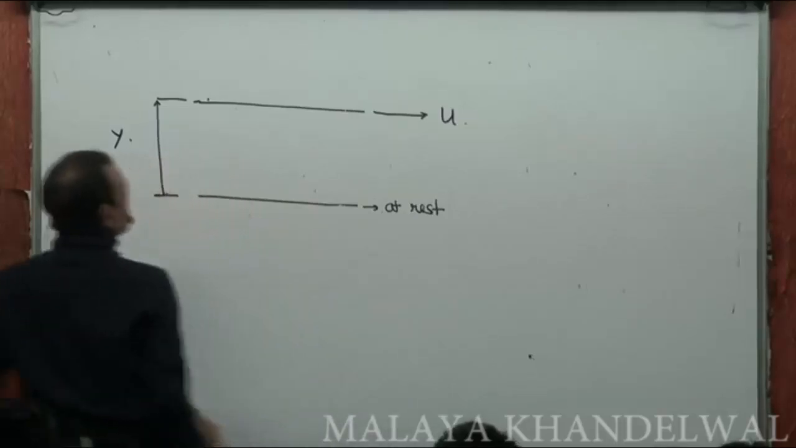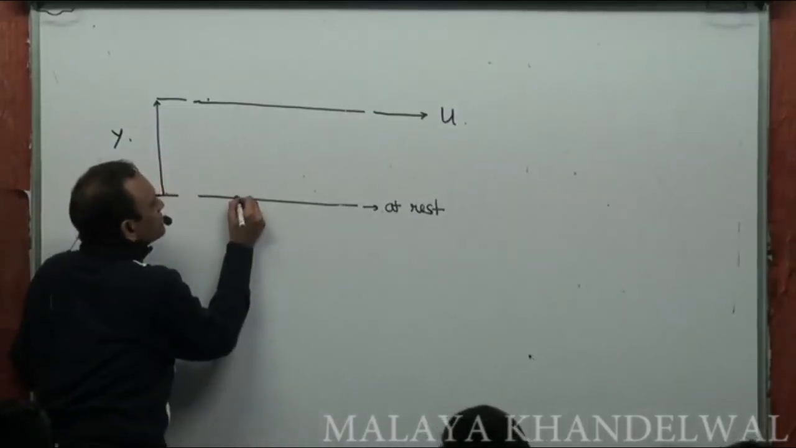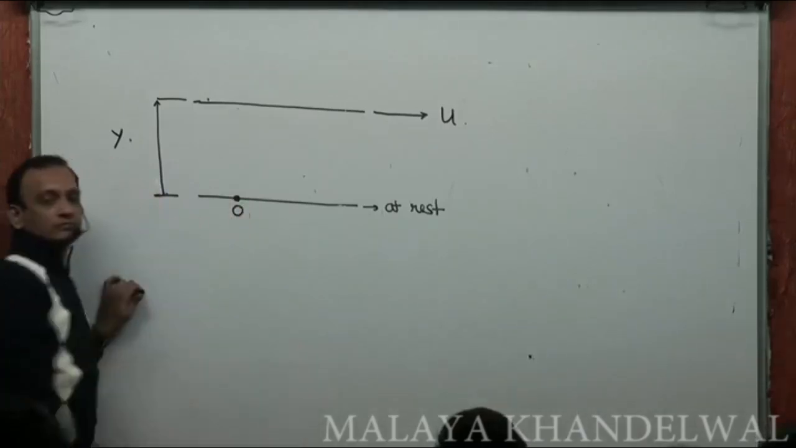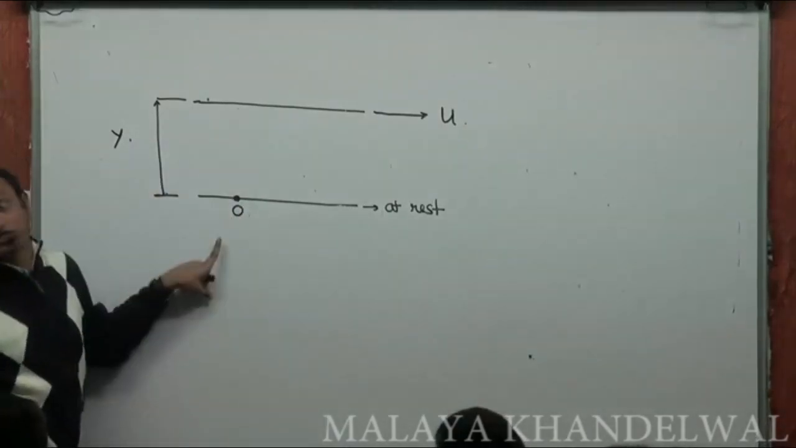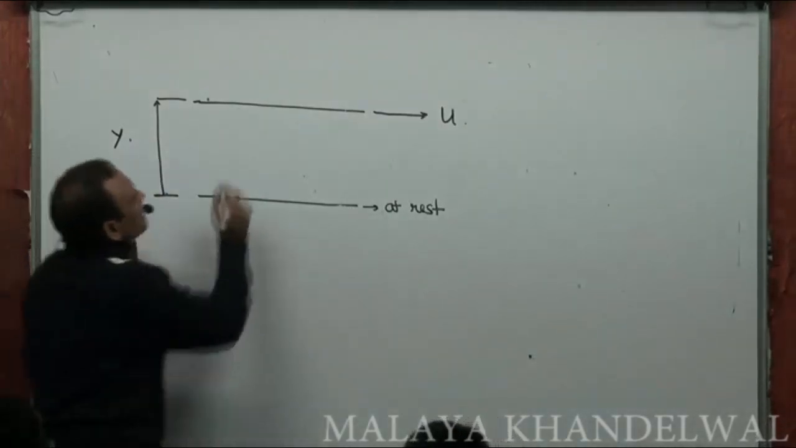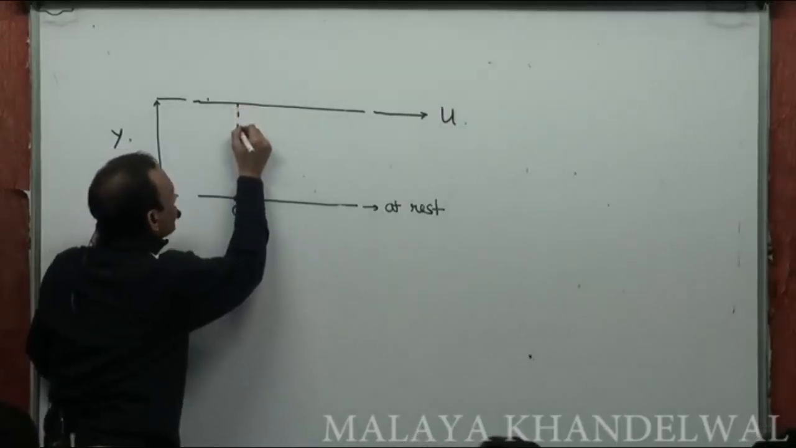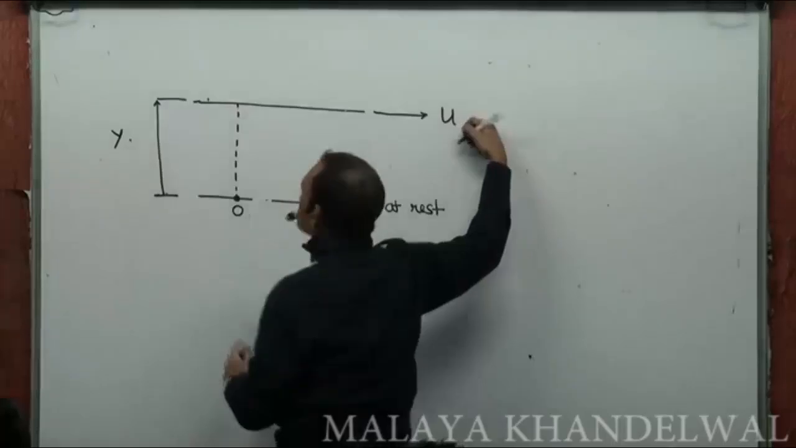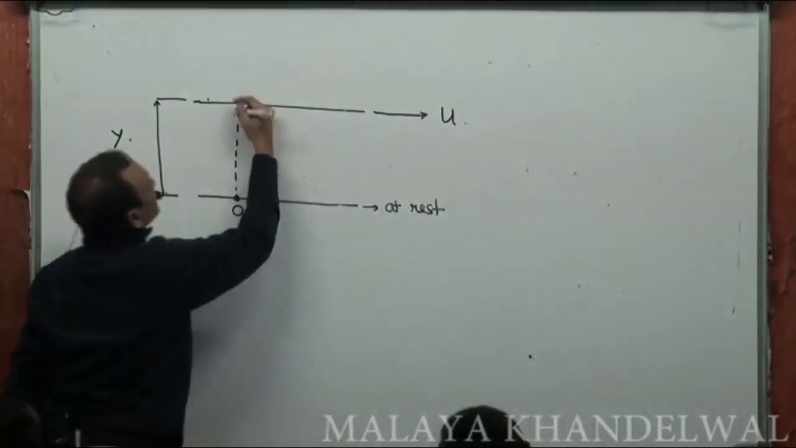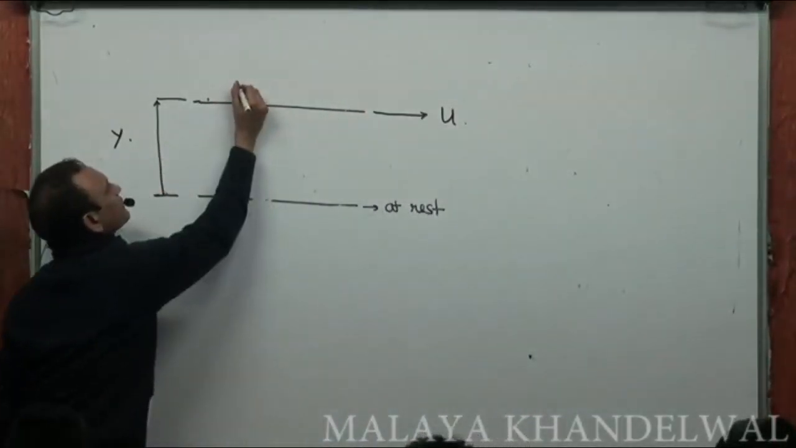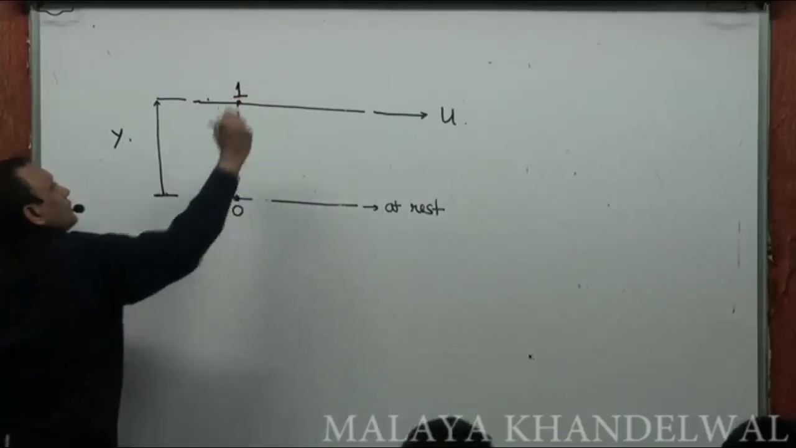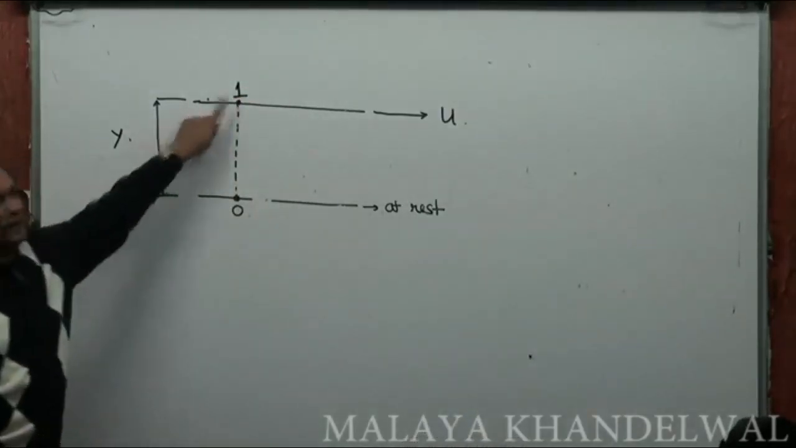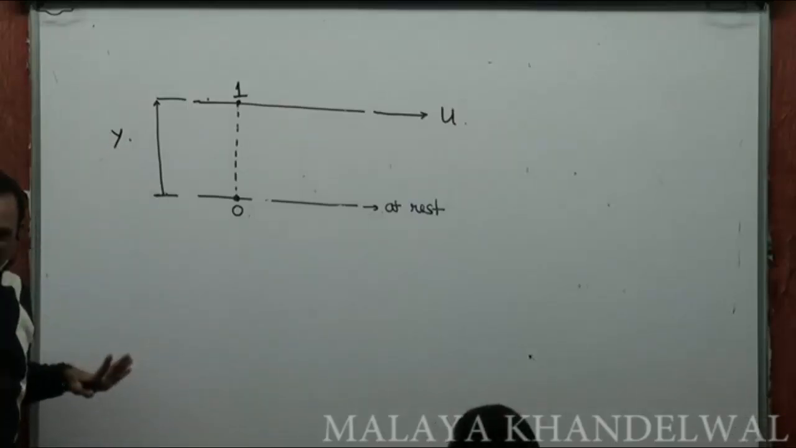Now, imagine a fluid particle 0 here which remains at rest. Before I started to move this plate, there was a fluid particle on the upper layer right above this. Refer to this as 1, a fluid particle on the upper layer. And let's say y is small to begin with.